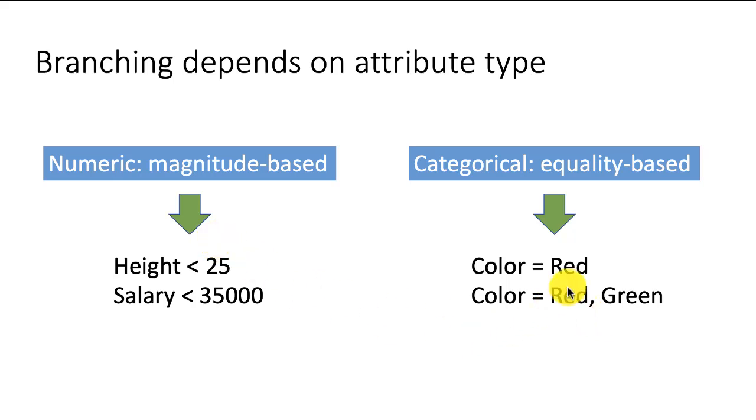There's one other case when you have categorical but ordinal. If it's ordinal, then splitting works exactly like numeric. The tree basically treats it as numeric, and splitting will work just like this.